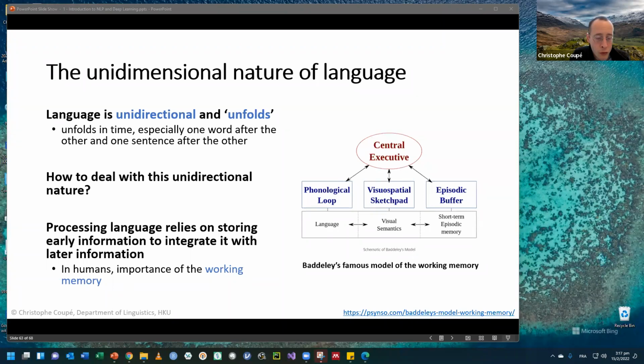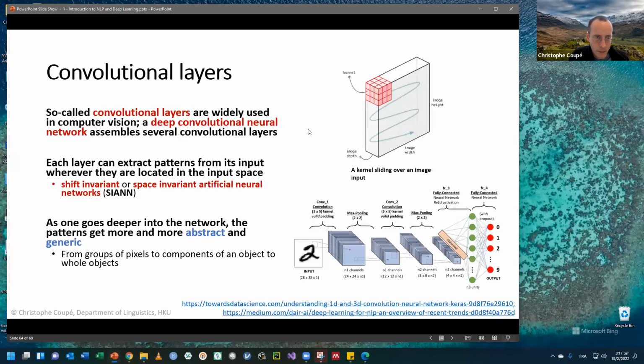Now the question is, how do we do that with computers? When you do computer vision, there is something very well known that has been invented already some years ago. It is what we call convolutional layers. That's the most basic mechanism for deep learning of visual scenes. So very widely used. And when you have a deep convolutional neural network, that's a deep neural network consisting of a number of convolutional layers.